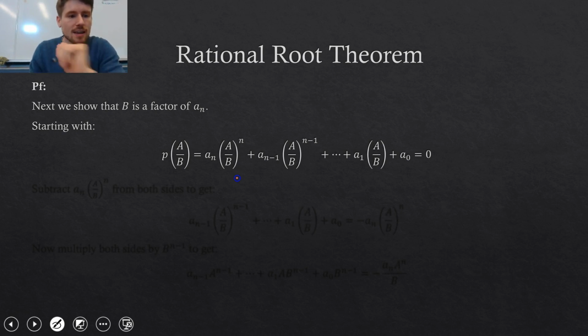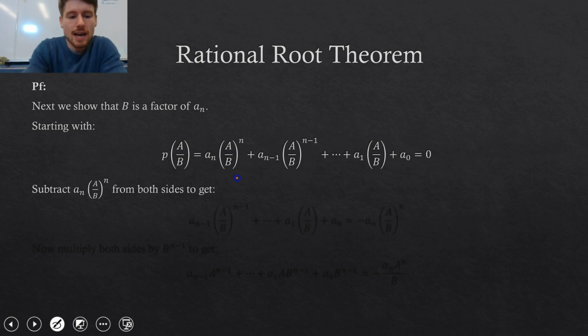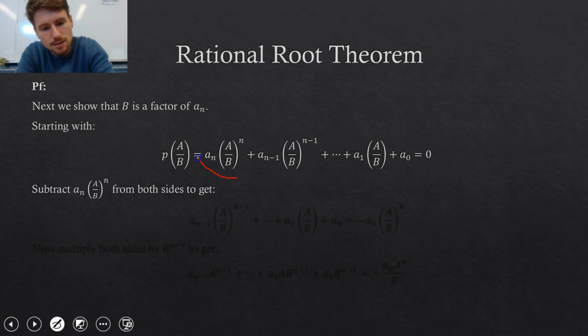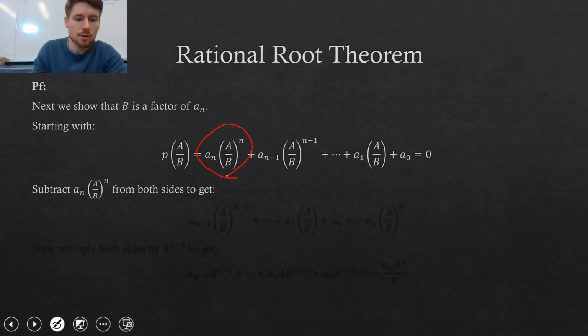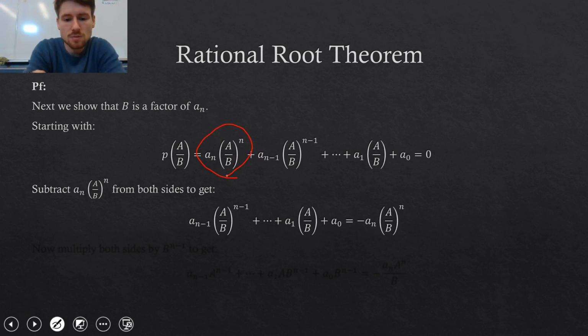But now we're going to get the an by itself. We're trying to get an isolated. We're going to subtract an, A over b to the n, this whole thing. That's the leading term. We're going to subtract that from both sides. And that's what we get now. Right? So now our leading term on the left is this guy. Then we have all the stuff in the middle.